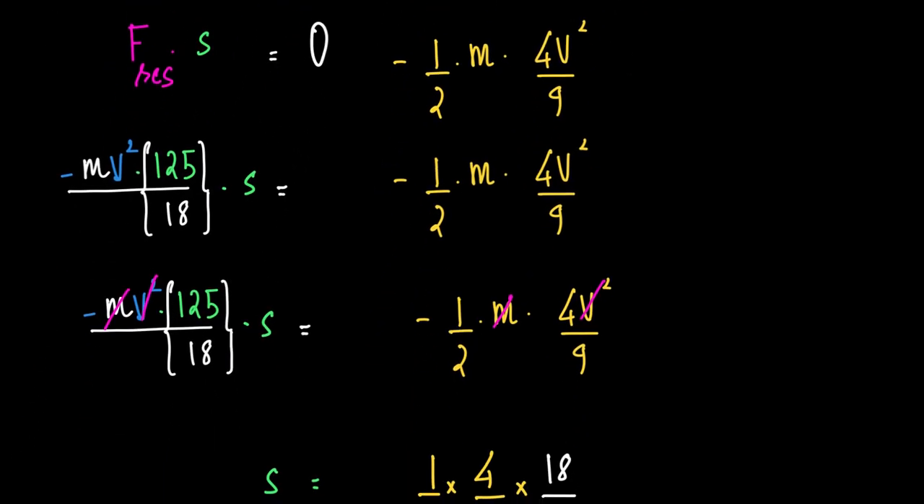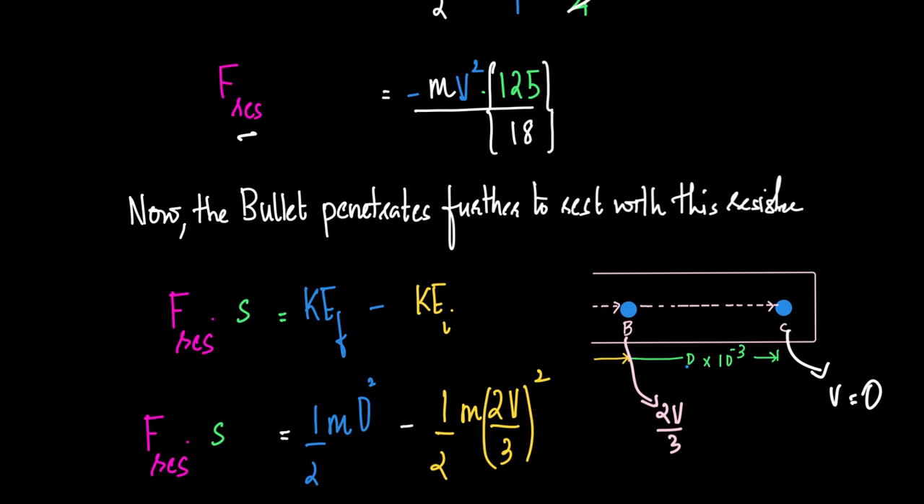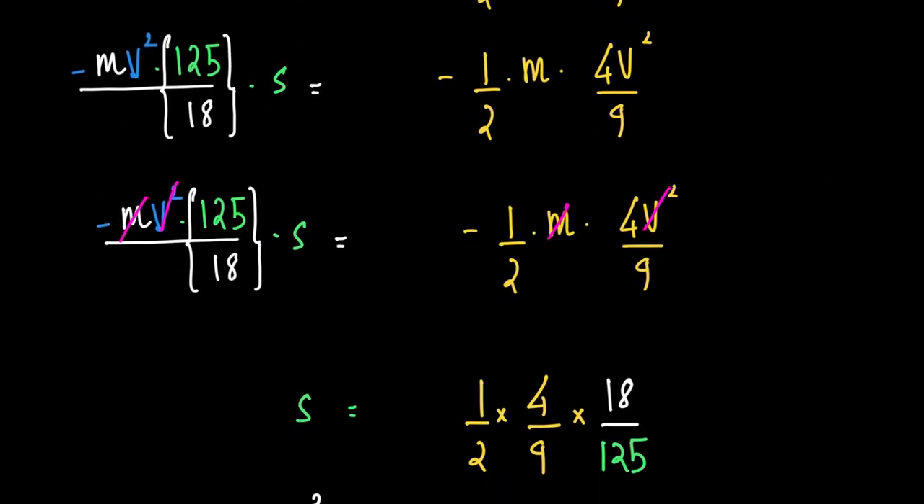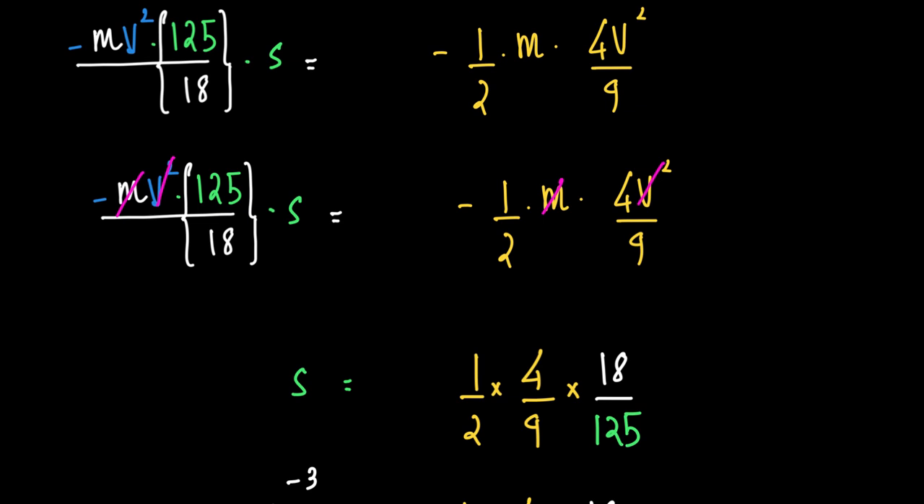Now, F resistive into S is equal to 0 minus half m into 4v square by 9. We have found out in the previous section that F resistive is equal to minus mv square into 125 by 18. We'll bring that over here. So we'll replace F resistive: minus mv square into 125 by 18 into S is equal to minus half m into 4v square by 9. To simplify this, m by m is 1, v square by v square is 1. So all we have is S is equal to 1 by 2 into 4 by 9 into 18 by 125.